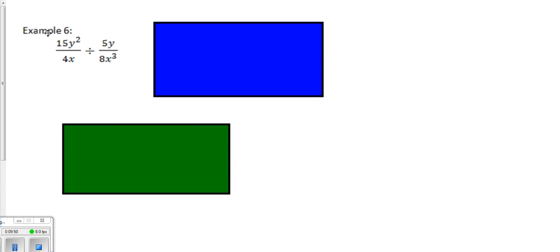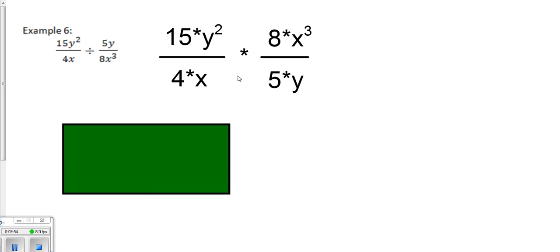Example 6. Again, because it is division, first thing we have to do is flip everything around. I kept 15 times y squared on top. I kept 4 times x on bottom. That's what 4x means. It's no longer divide, it's multiply because we're switching these around. This denominator is now the numerator, 8 times x cubed. This numerator is now the denominator, 5 times y.